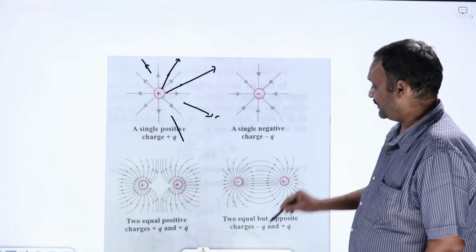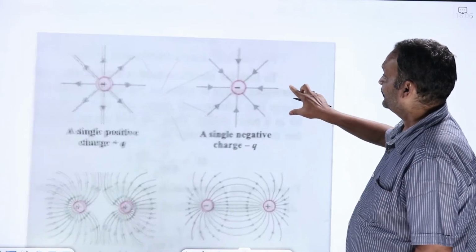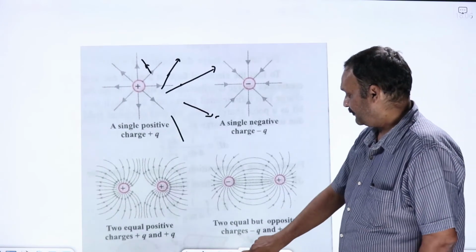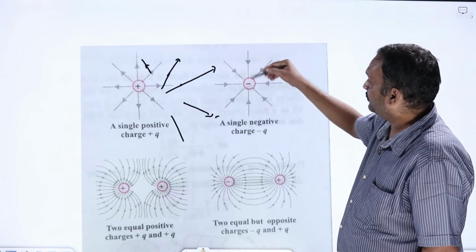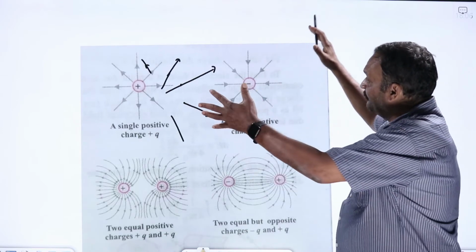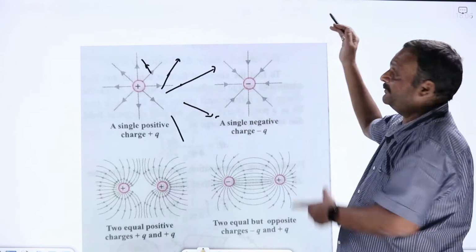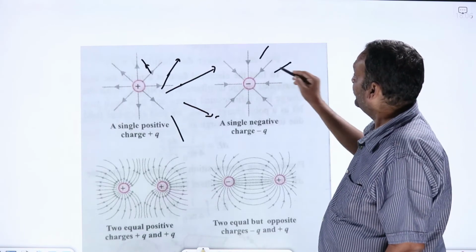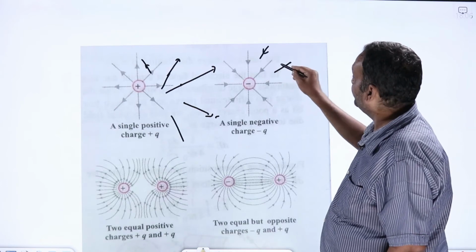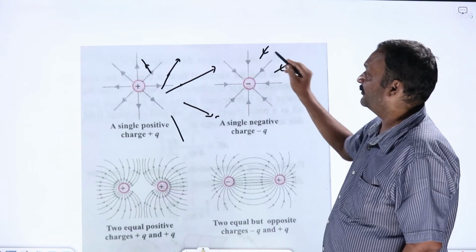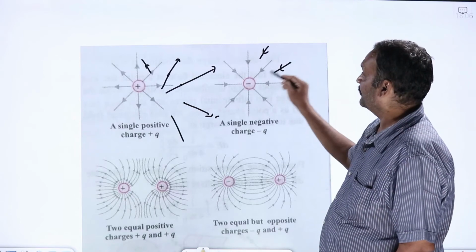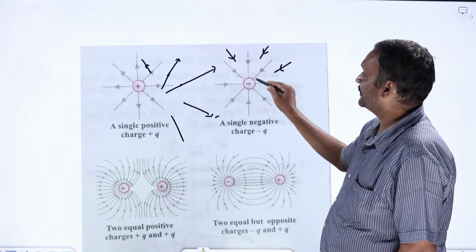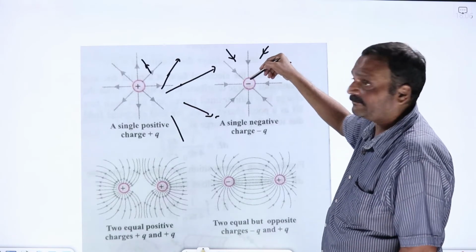Due to a single negative charge, the situation is like this. Electric lines of force will be directed radially inwards towards that negative charge. They converge onto the negative charge from infinity. If a diagram is given where lines of force abruptly come from nowhere and end here, it is not possible. This will be a wrong one. Due to a single negative charge, lines of force come from infinity and end on the negative charge.